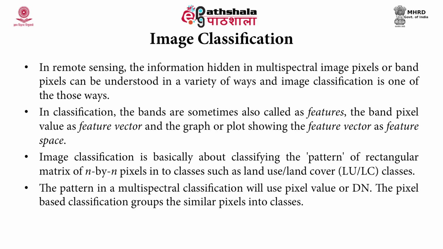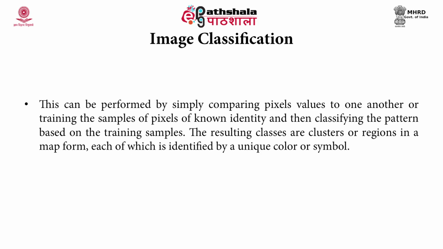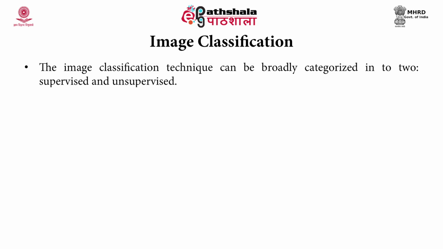The pattern in a multispectral classification will use pixel value or digital number. The pixel based classification groups the similar pixels into classes. This can be performed by simply comparing pixel values to one another, or training on samples of pixels of known identity and then classifying the pattern based on the training samples. The resulting classes are clusters or regions in a map form, each of which is identified by a unique color or symbol. Image classification techniques can be broadly categorized into two: supervised and unsupervised classification.